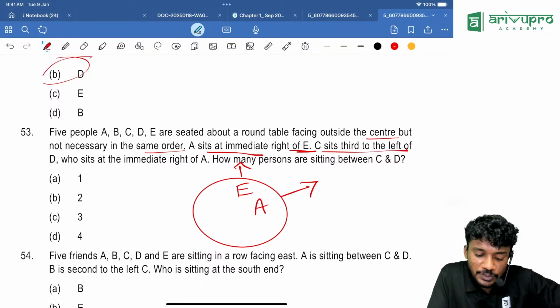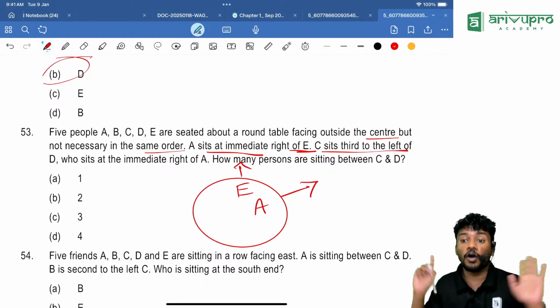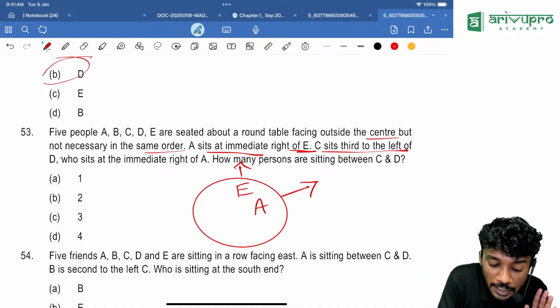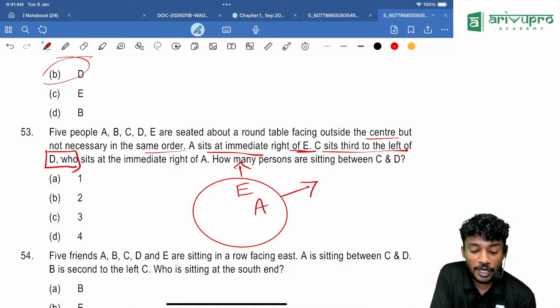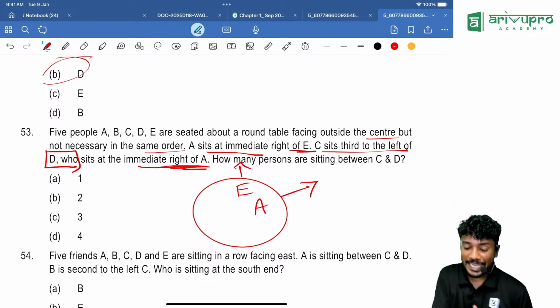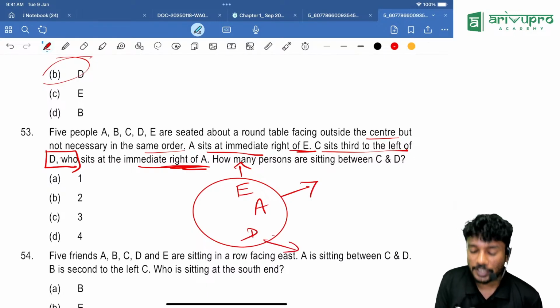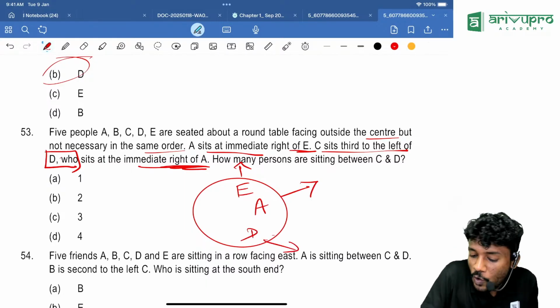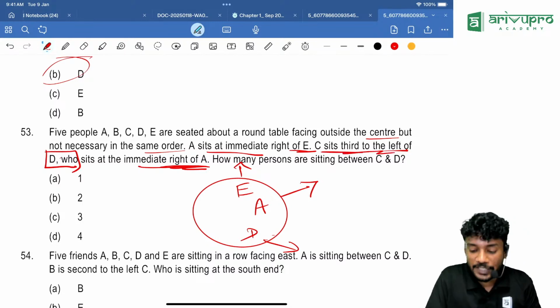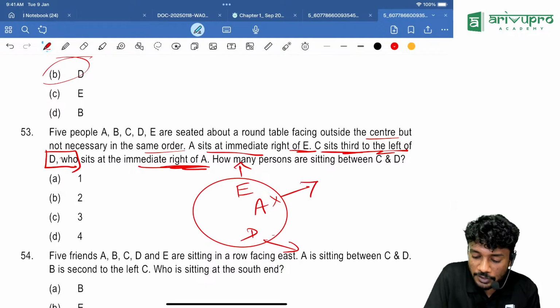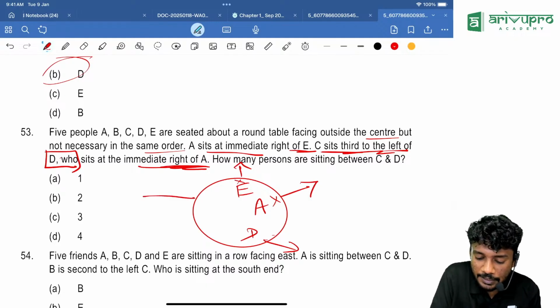Now, facing outside the center, but not necessarily in the same order. A sits immediate right of E. That means if E sits over here, where will A sit? Immediate right. Correct? Then what is there? C sits third to the left of D. Do you know D? No. Let D be there. D sits immediate right of A. That means D is sitting over here. Now we have C sits third to the left of D. If D is sitting here, then third to the left: first, second, then third. Who is sitting? C is sitting.